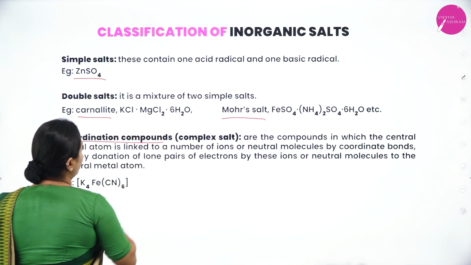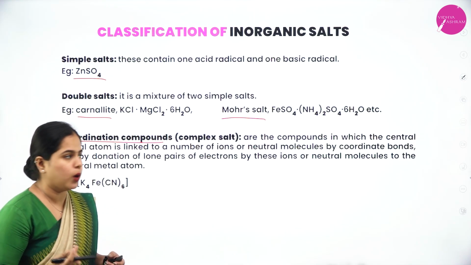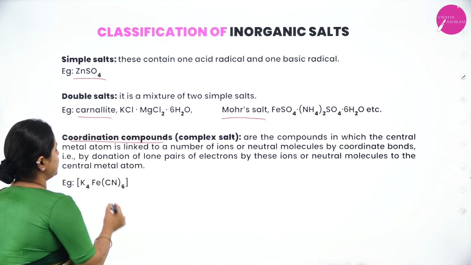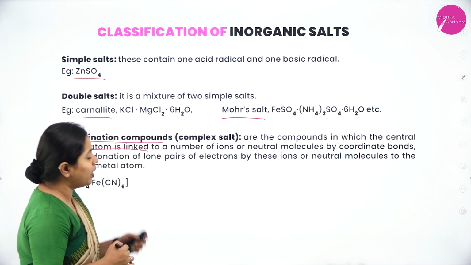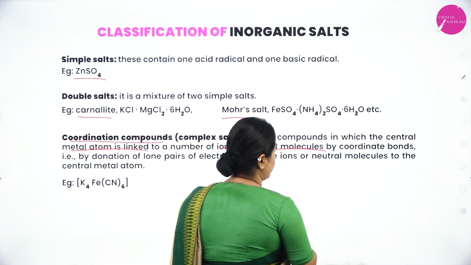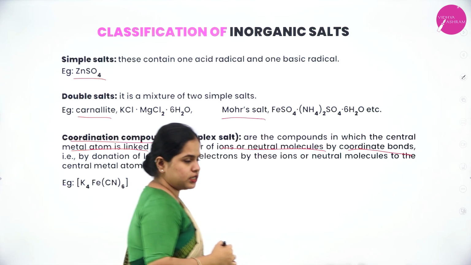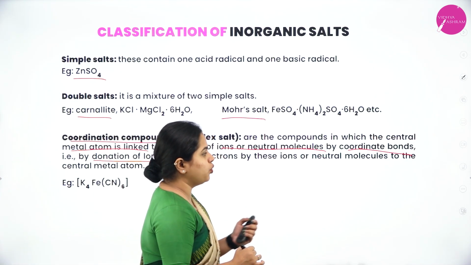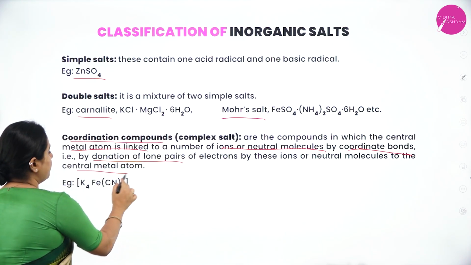Moving on to coordination compounds, also called complex salts, these are compounds in which the central metal atom is linked to a number of ions or neutral molecules by coordinate bonds, that is, by donation of a lone pair of electrons by these ions or neutral molecules to the central metal atom.